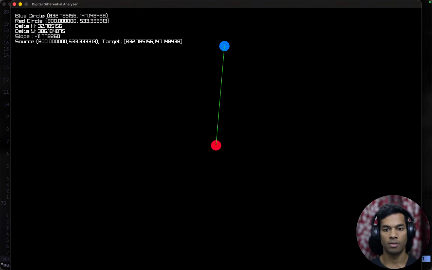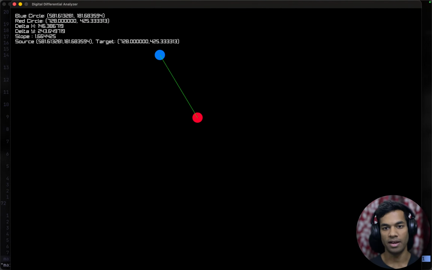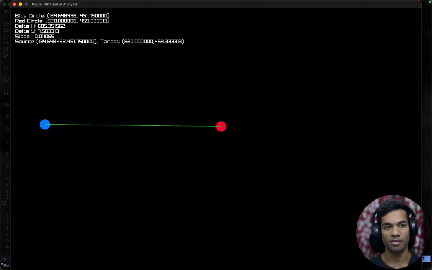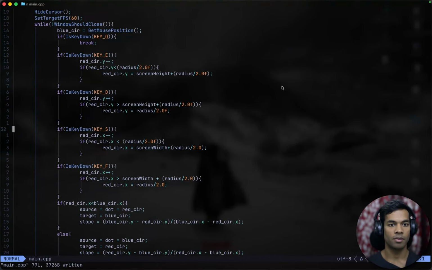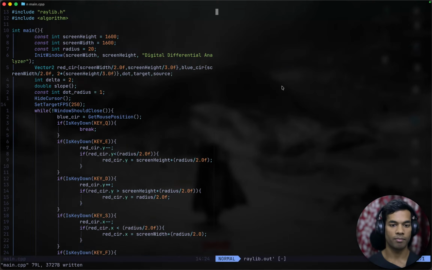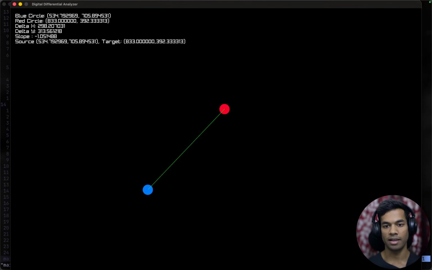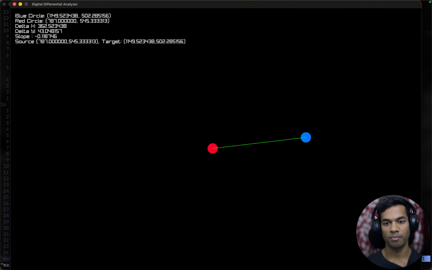Let's see. Let's go. Okay. Now we are cooking. Okay, this is working. Let's increase the FPS from 60 to 250. Let's go. Yeah, that is good. That is cool. And our implementation is amazing.